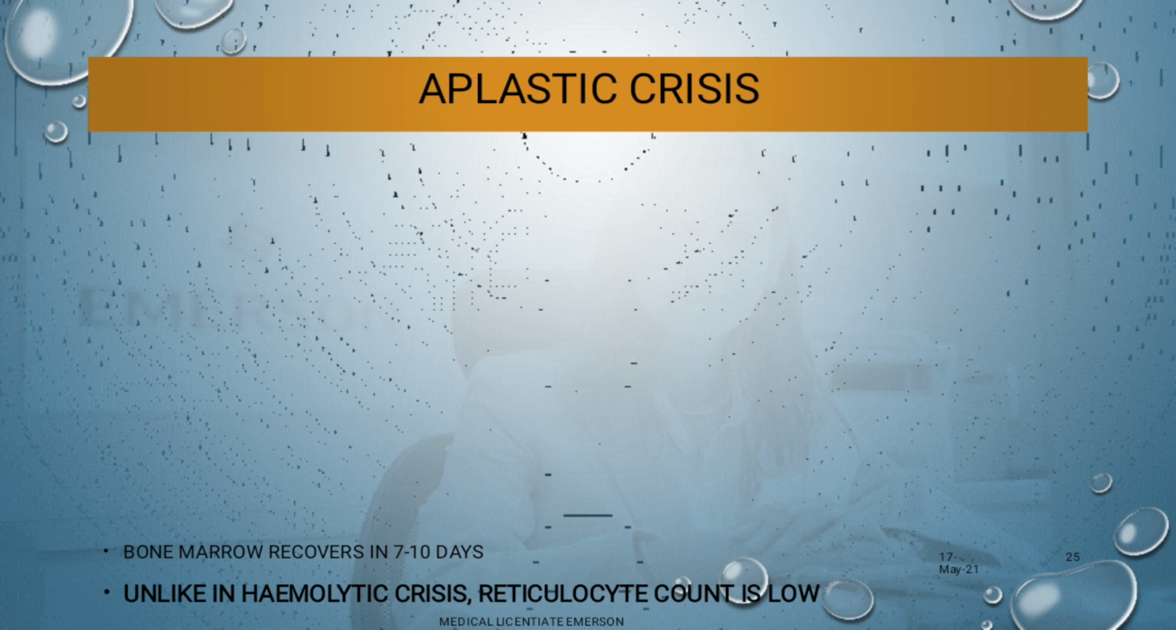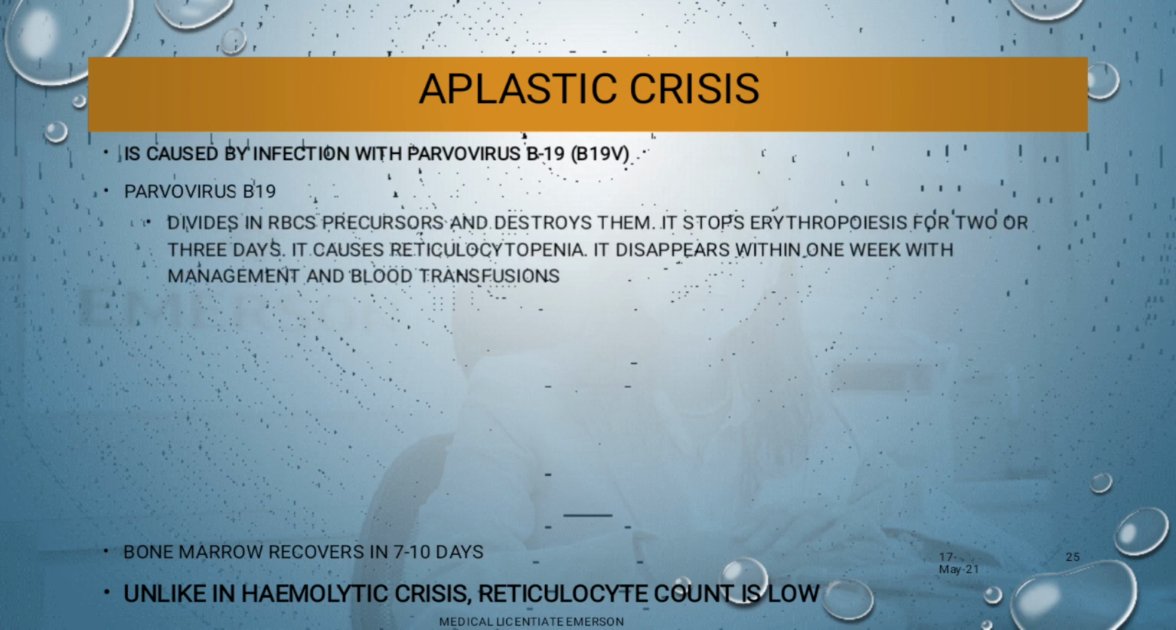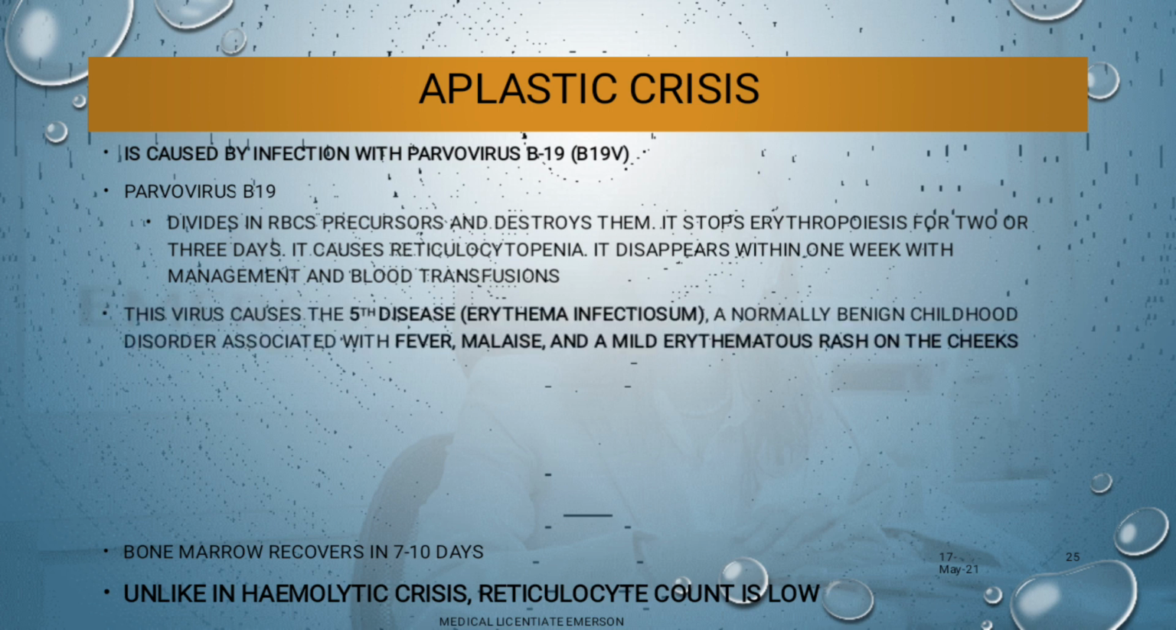Okay, then in terms of aplastic crisis, it is caused by infection with the parvovirus B19. So the parvovirus B19 divides in red blood cell precursors and destroys them. So meaning the erythrocytes. So it stops erythropoiesis for 2 or 3 days, and it ends up causing reticulocytopenia, and it disappears within 1 week with management and blood transfusion.